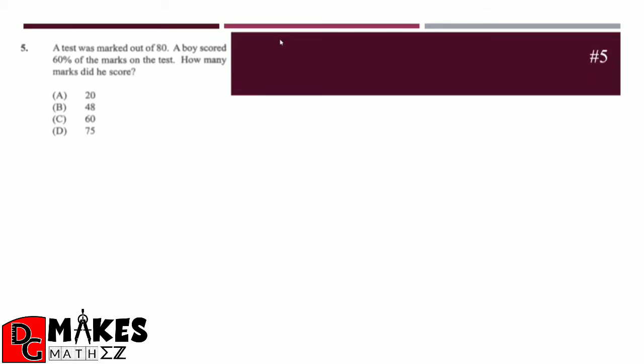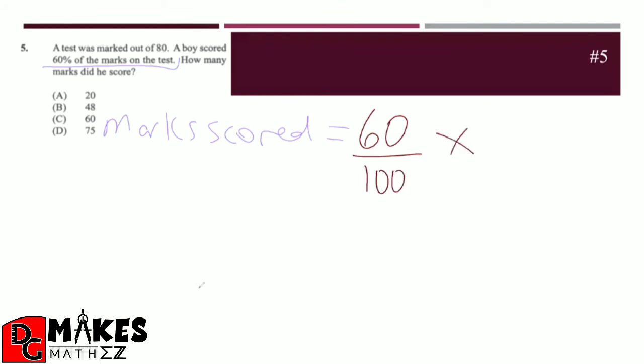Question 5 says a test was marked out of 80. A boy scored 60% of the marks on the test. How many marks did he score? Marks scored equals, we are going to write out mathematically what this sentence said. So we have, he scored 60% of 80. Full stop. And then all you need to do after this is go ahead and simplify.